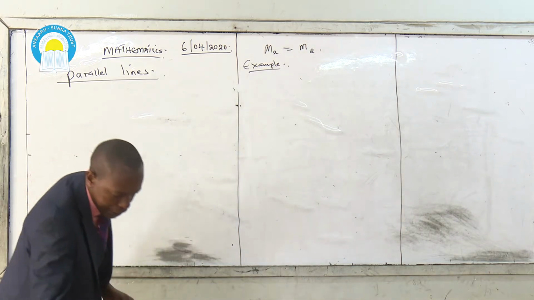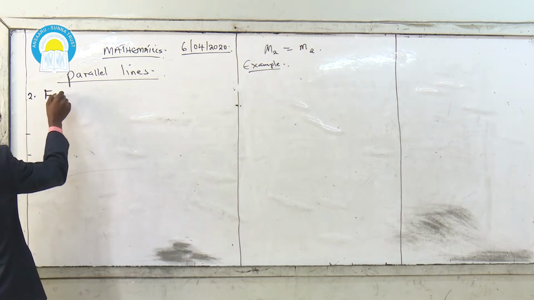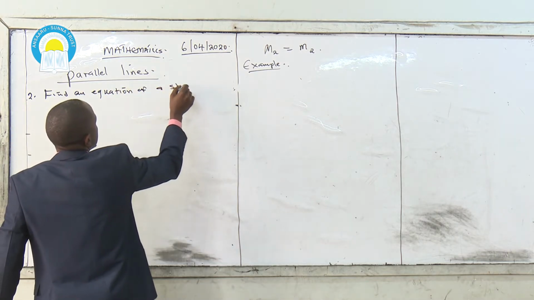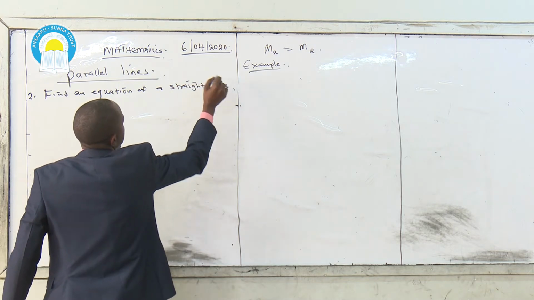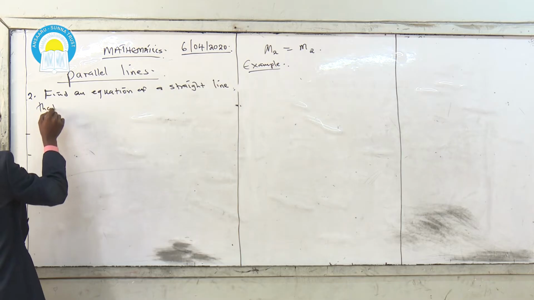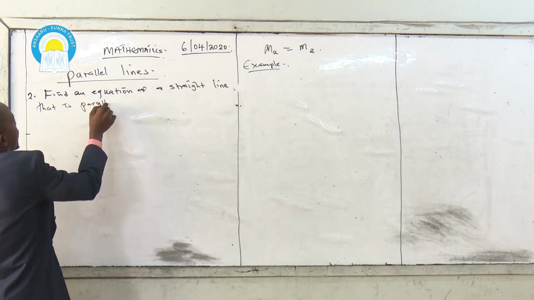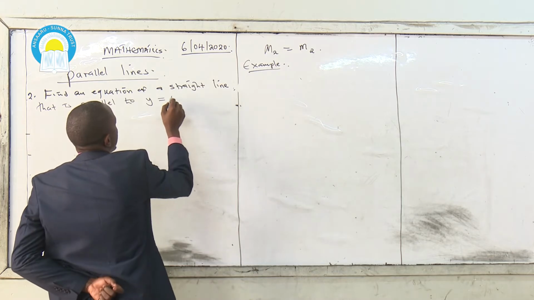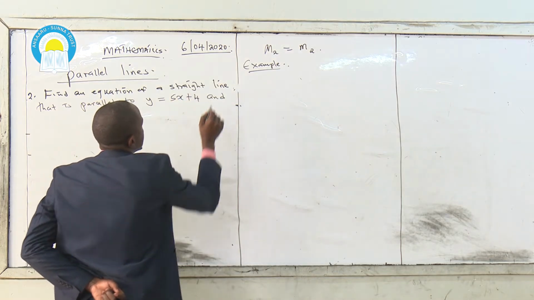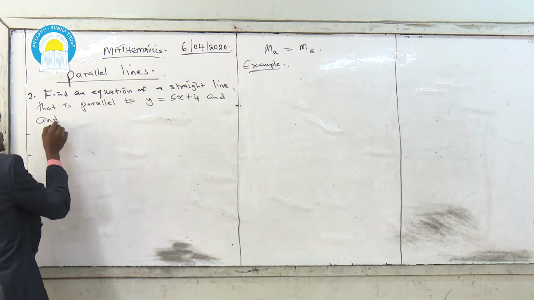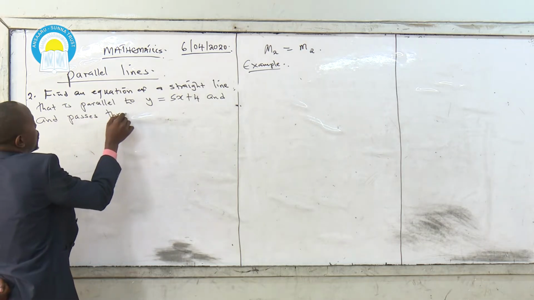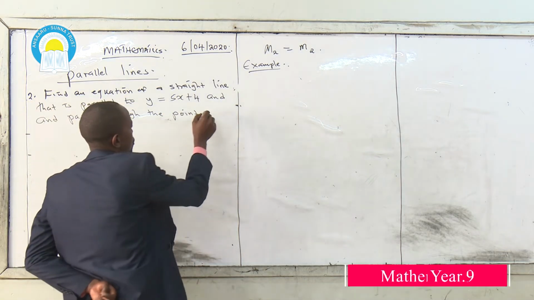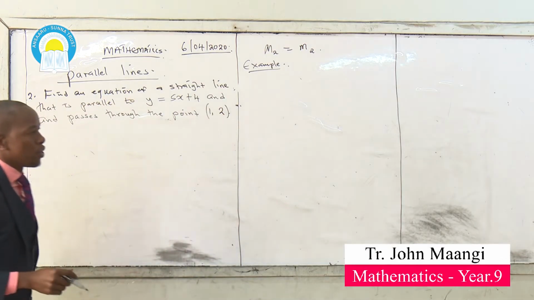Write this. Find an equation of a straight line that is parallel to y is equals to 5x plus 4 and passes through the point 1 and 2.